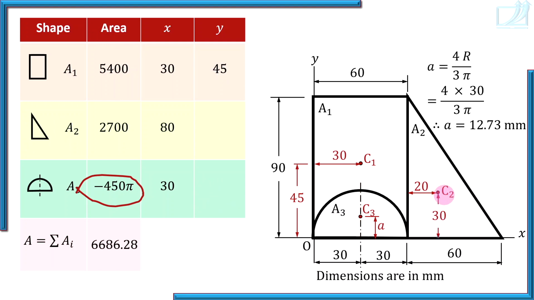Vertical distance of C2 from x axis, and how much is that? 30 millimeters. So y coordinate is 30. Above x axis means it is positive y coordinate. And vertical distance of C3 from x axis, that is y coordinate. And what is y coordinate of C3? It means 12.73 millimeters. So this is how we have inserted x and y coordinates of all these three centers in the table.